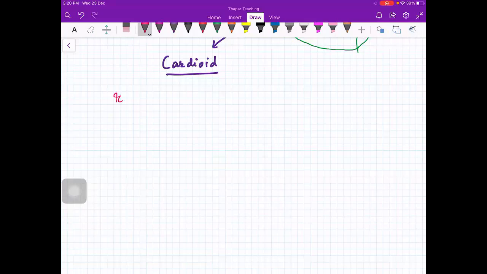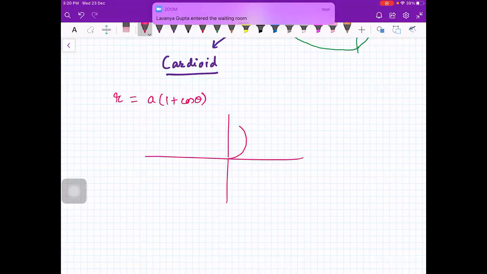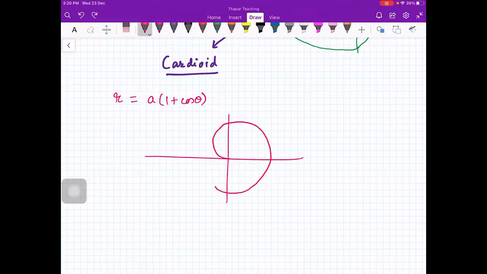So we have these four types of cardioid. R is equal to A into 1 plus cos theta. This is one cardioid. Then we have R is equal to A into 1 minus cos theta. Let me just plot also. So this cardioid, where A is positive, looks like this. We just plotted this cardioid, 1 minus cos theta, and it looks like this.